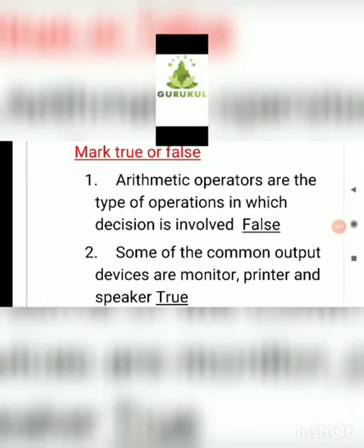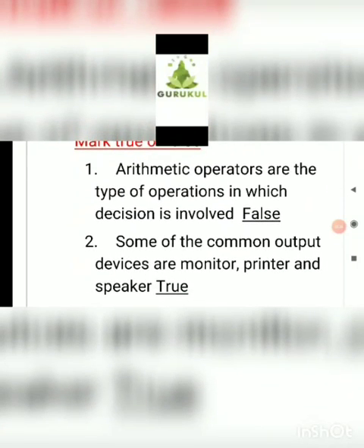Next it comes to true or false. First one, arithmetic operators are the type of operations in which decisions are involved. False. Why? The arithmetic operators include addition, subtraction, multiplication and division. All the decision capacities are known as the logical operators. So the answer will be false.